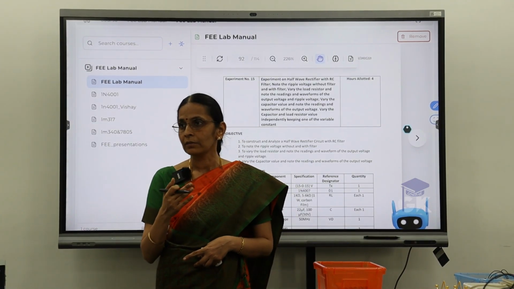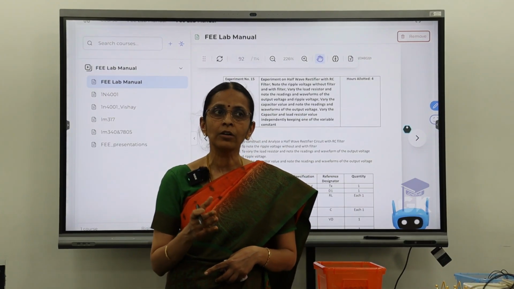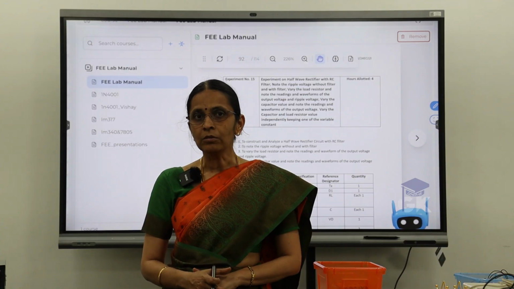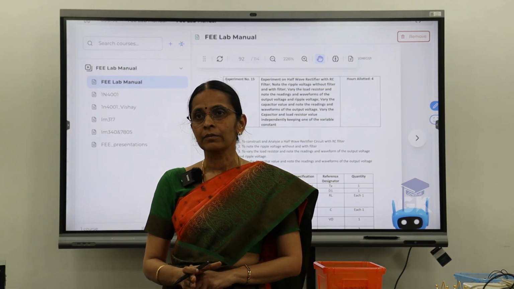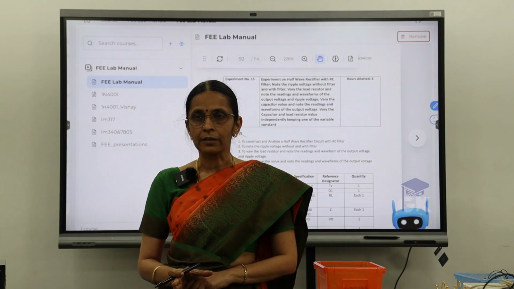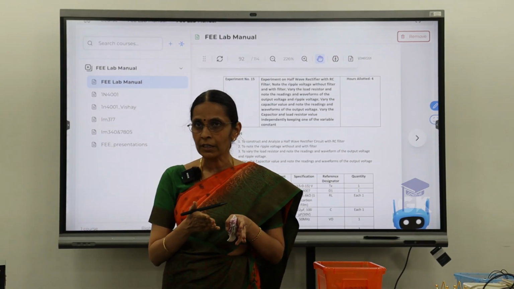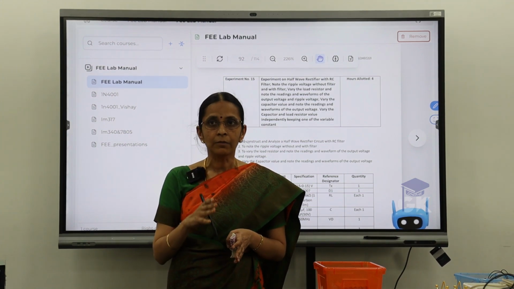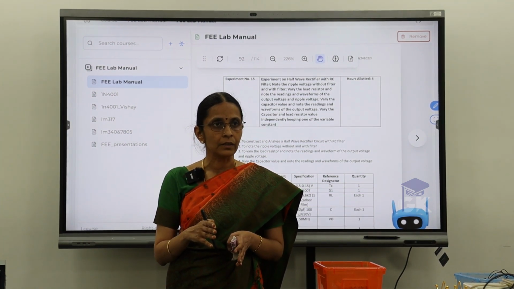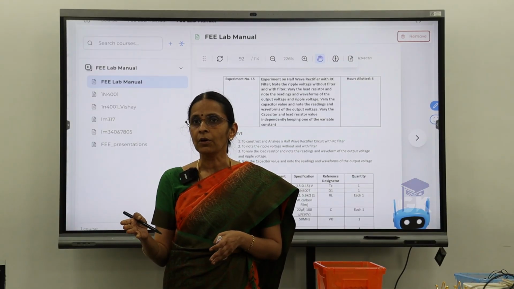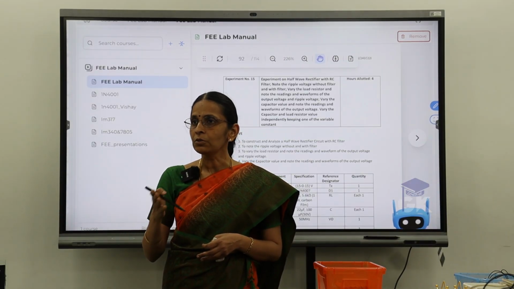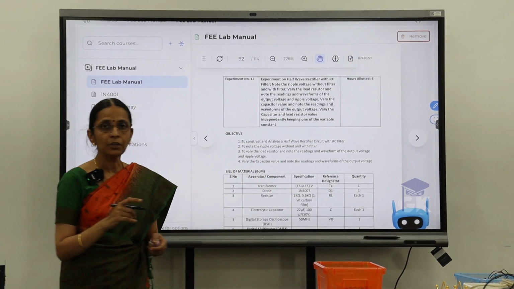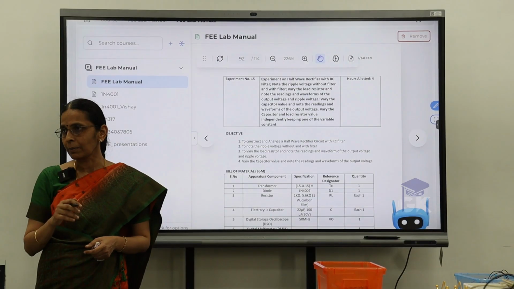If you can recall, what are the different blocks of your regulated power supply? Step down, then rectifier, filter, voltage regulator. So now the first stage, the rectification, is done. What you observed was that it is not a pure DC. You have some AC signals also present. So the next stage is your filter, where you are going to remove the AC ripples. For that, we are going to make use of the capacitor.